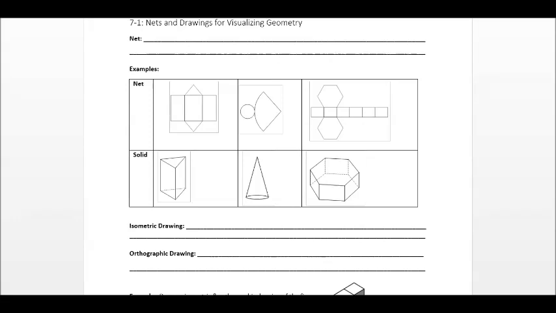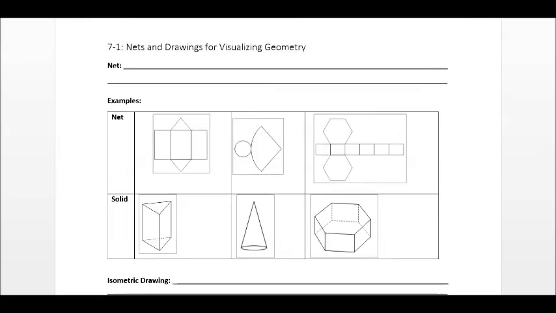Alright, welcome to a video for section 7.1, which is on nets and drawings for visual geometry. So yes, we are starting geometry. Okay, so let's go ahead and take a look. This handout will be on Canvas for you to print out. Okay, and you're going to put this in your notebook. Just follow the directions on Canvas.